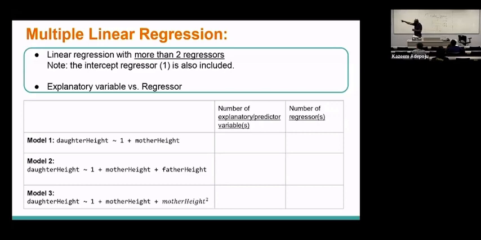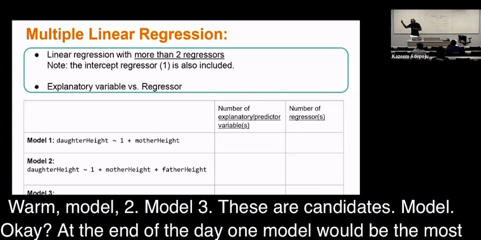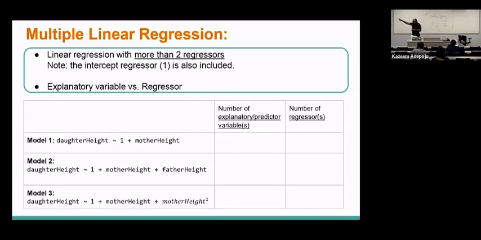Take a look at model 1, model 2, model 3. These are candidate models. At the end of the day, one model would be the most appropriate one, because in statistical analysis, we basically want to figure out among the competing models which one actually works great. Does that make sense? Now do you understand all the three models? What we're considering? Now, I may ask you a question. If you take a look at what I wrote, linear regression with more than two regressors.